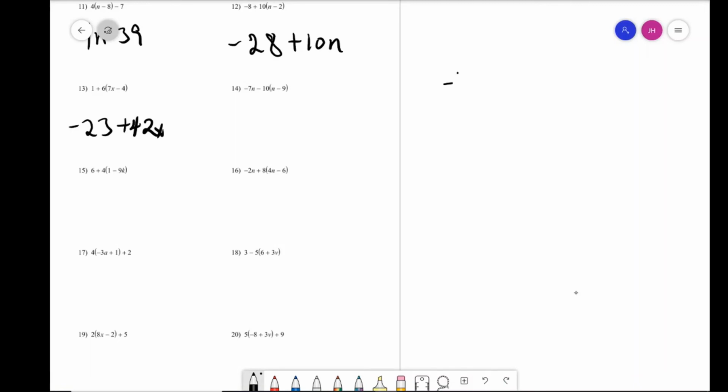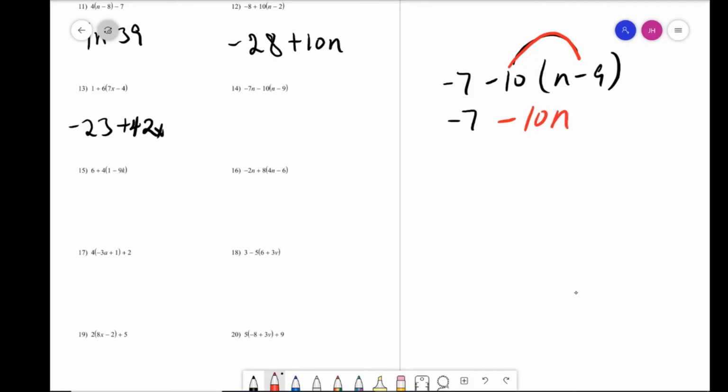Next, I have negative 7 minus 10 parentheses n minus 9. Sorry, this is a negative 10 times n, so that is negative 10n. And then negative 10 times negative 9, that is a positive 90. So I will then combine the constant terms again. So that will be 83 minus 10n.